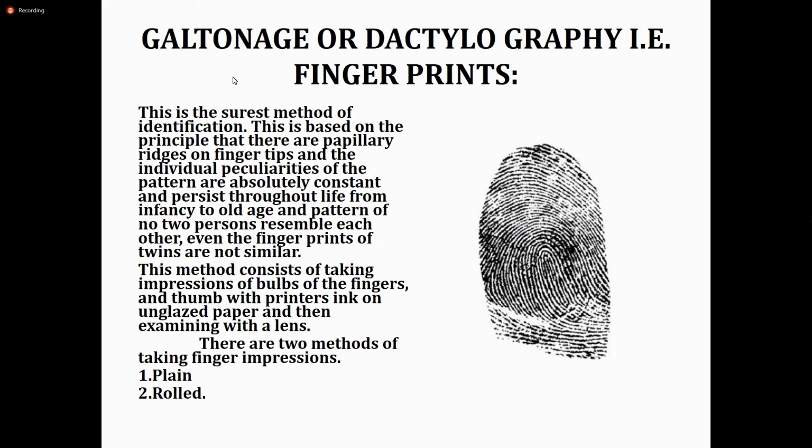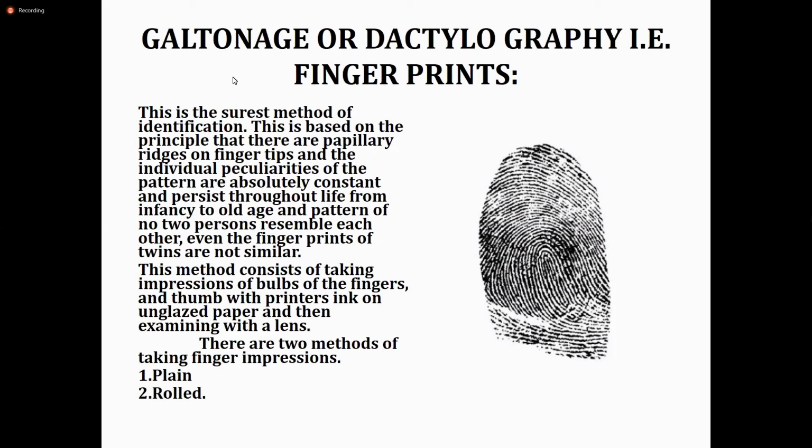So this method is now being used and data is collected. The only thing, like we said, is that it needs simple training and a simple magnifying glass for the recognition, classification, and matching. And computerization of the record is very easy. So these are the main advantages. Now, how do you take this?